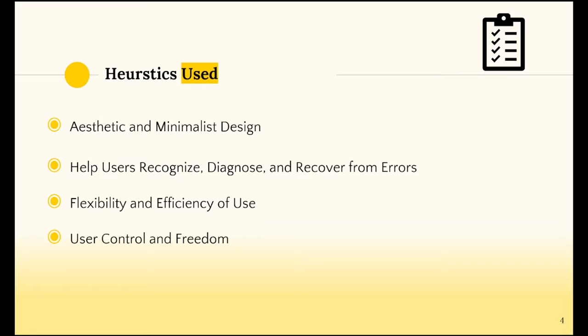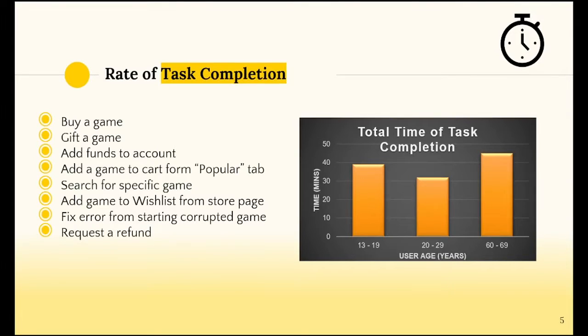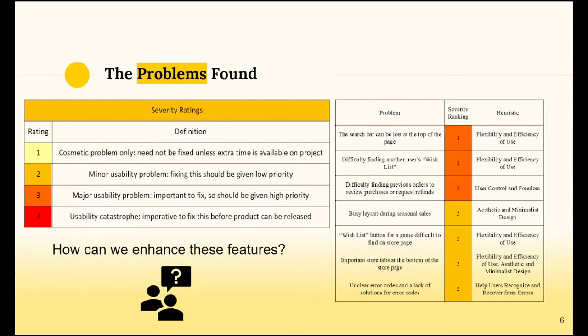The way we looked at all these heuristics was we gave 3 of our evaluators a set of tasks. That's to buy a game, gift a game, add funds to an account, and so on. With these tasks, we timed each of our evaluators to see how long it took them. And then once they were done, we got their feedback on what they felt were problems within the website. We interviewed each one of them individually, and then we all got together once everyone was done to go over the suggestions that they would make for this.